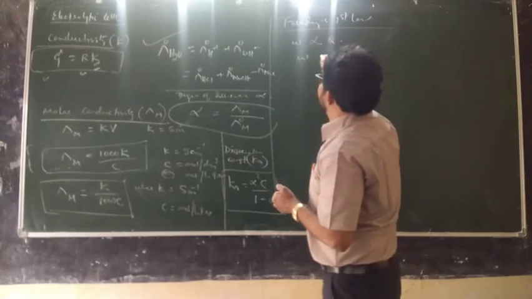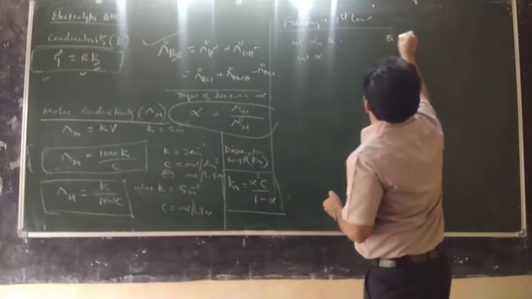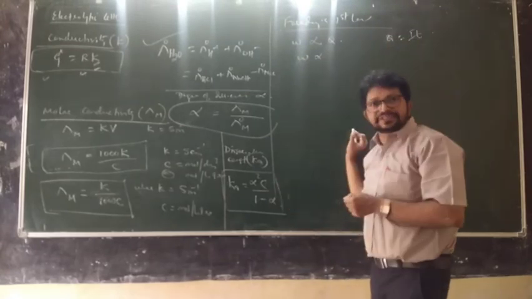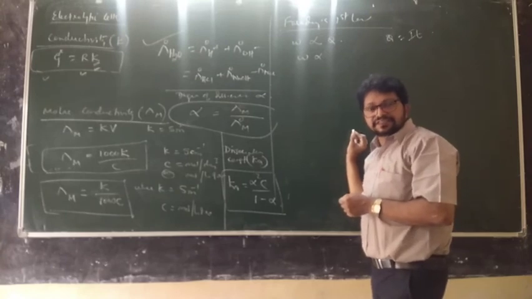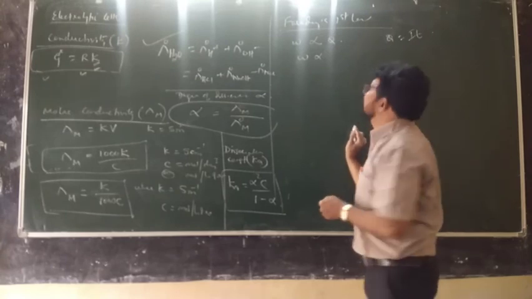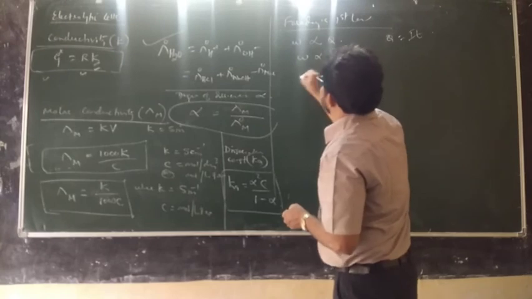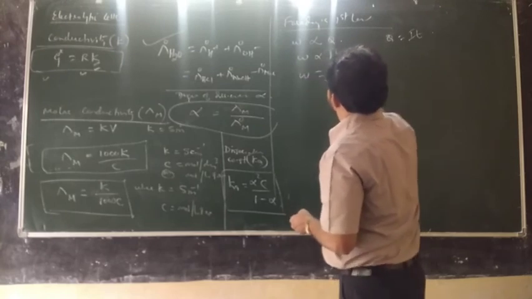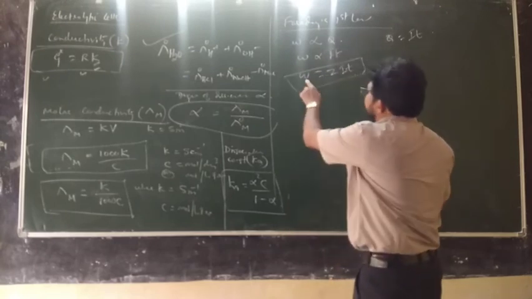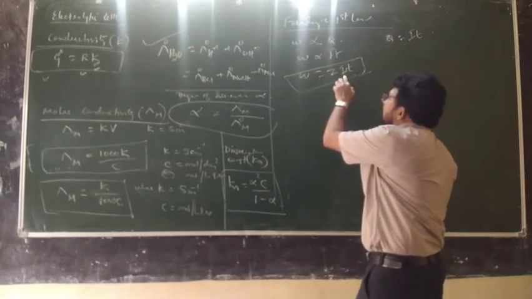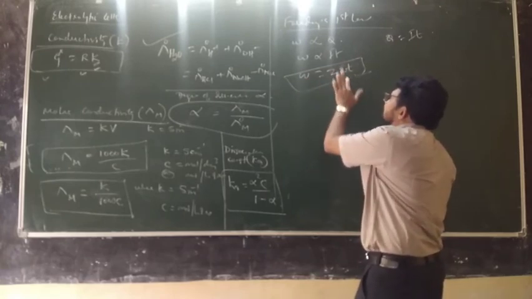Or, by the knowledge of current electricity, you can write I into T, is it not? Current in ampere into time in seconds. Then you know Q equals I into T. So W equals Z into I into T. Z can be defined as the mass deposited when 1 coulomb, that is 1 ampere, flows for 1 second.